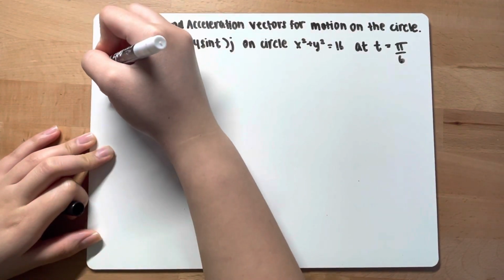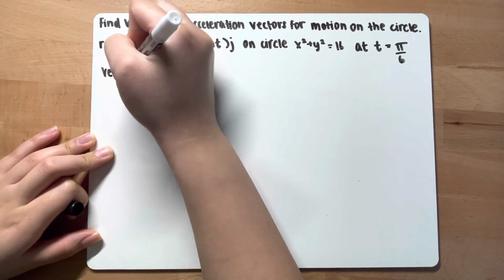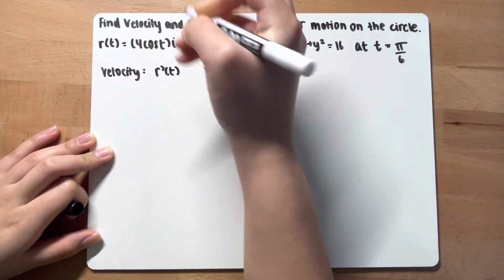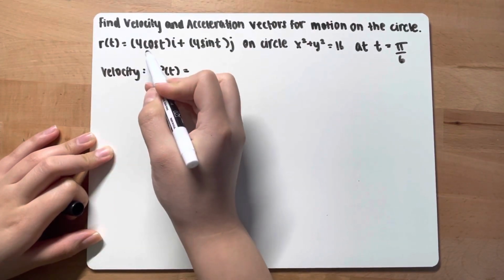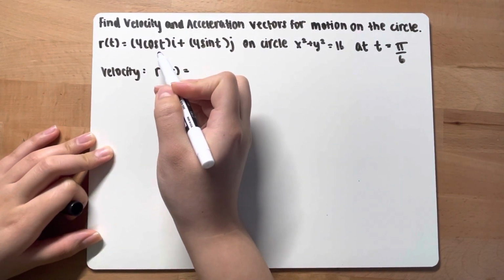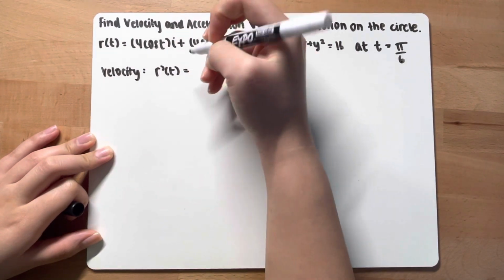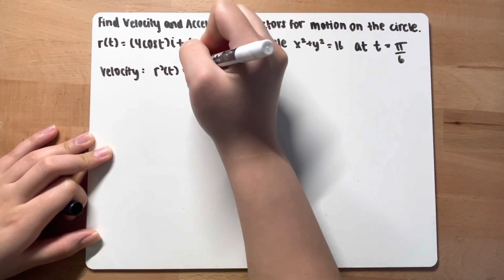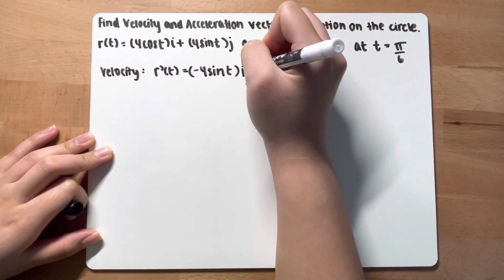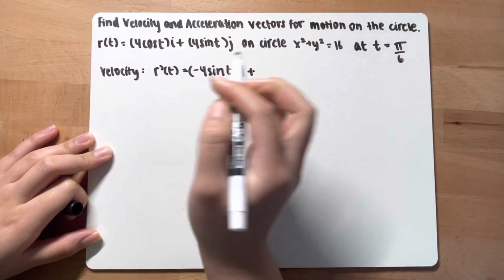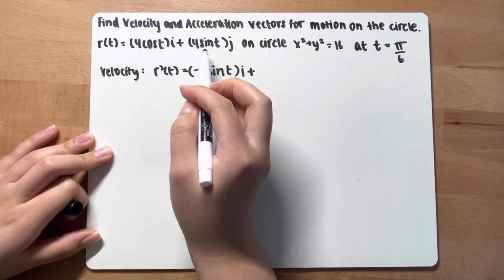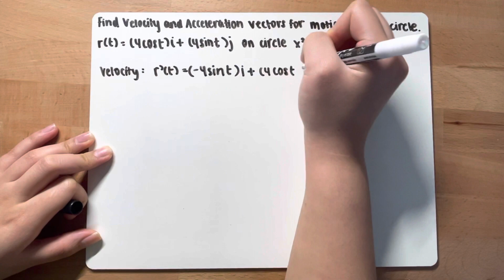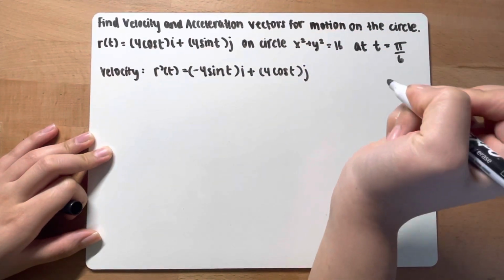To do that, velocity is simply r prime of t. So if you differentiate cosine t, the derivative of cosine is negative sine, so you get negative 4 sine t. This is our i component, plus the derivative of sine is cosine, so you get 4 cosine t. This is our j component.